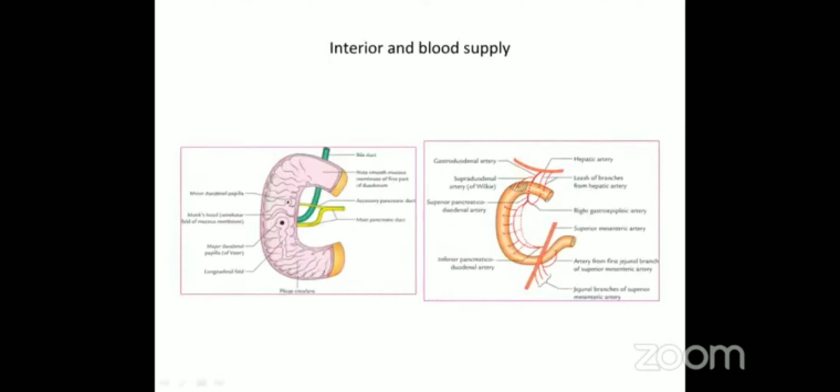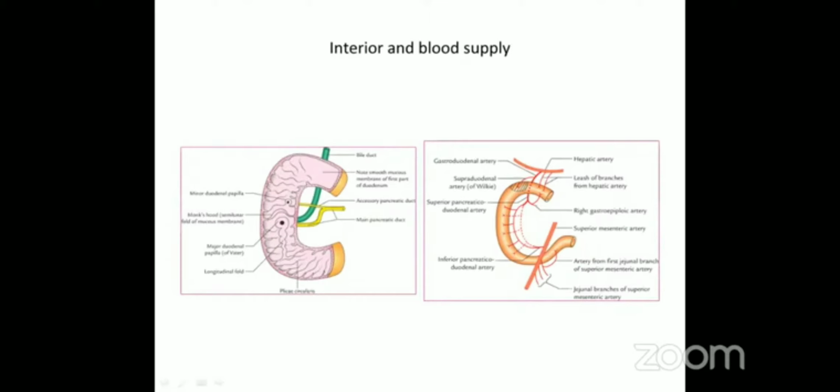Interior, mainly what is important here is the interior of the second part of duodenum, because there is opening of two major ducts, that is the bile duct and major pancreatic duct, into this opening, which is called the ampulla of Vater. That opening is the major duodenal papilla, which is about 8 to 10 centimeters from the pyloric end, and 2 centimeters above that is the minor duodenal papilla, where the accessory pancreatic duct opens. And what you can see are these mucosal folds inside.